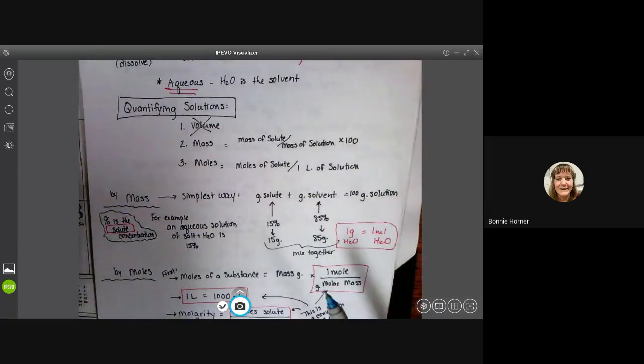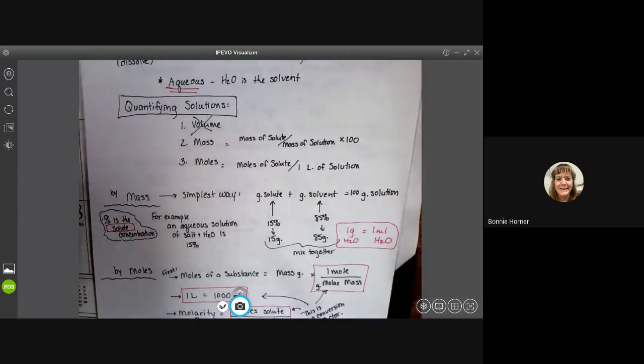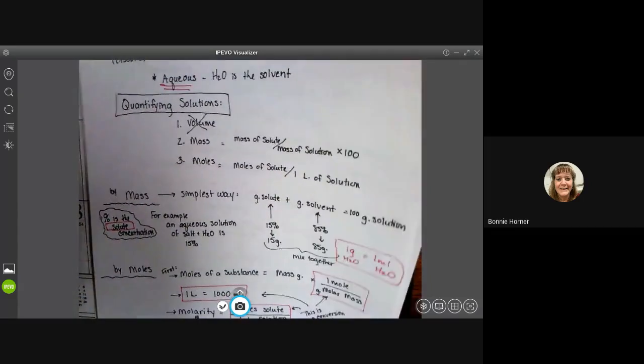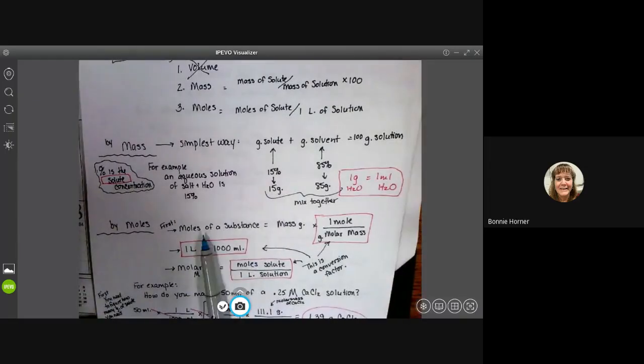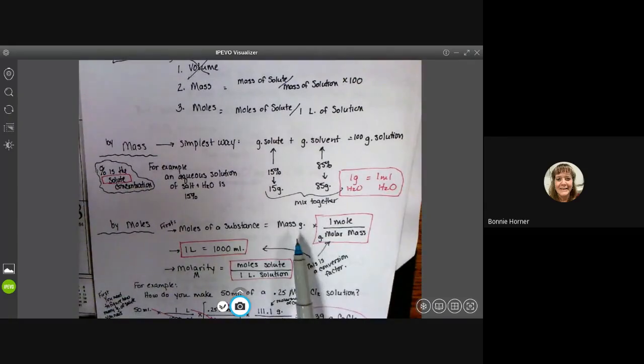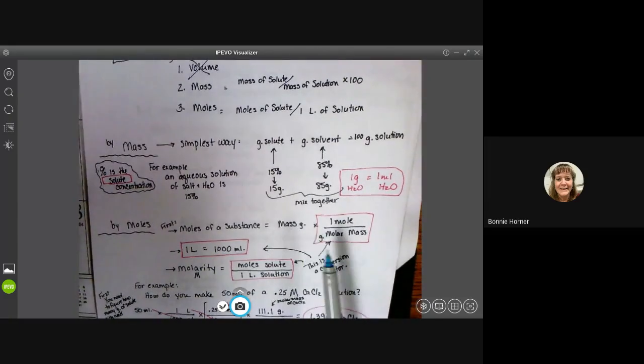Okay, so that's the first type. The other type takes a little bit more. And we first have to look at some conversion factors. Remember I had taught you about moles and molar mass, right? We know the molar mass of something equals the sum of all the atomic masses. So 1 mole of a substance equals its molar mass in grams. If that substance is an atom, you just go with the atomic mass. If the substance is a compound, then you're going to have to add up and figure out the formula mass.